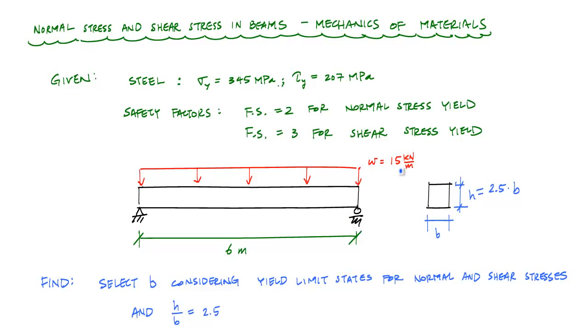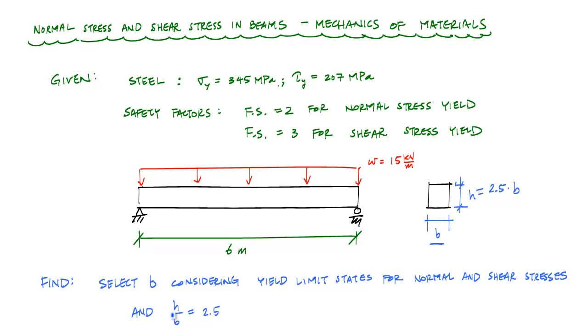And what we have to consider when we select B and H here is that we want to consider the yield limit state in normal stress and the yield condition in shear stress. And this is what we call design, where we're considering limits for our structure, or how we're going to fail, and selecting a geometry based on this failure condition or this limit state.